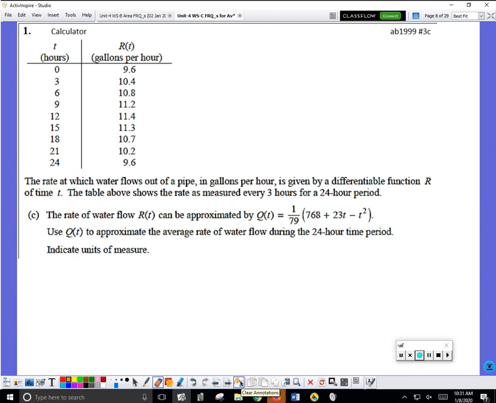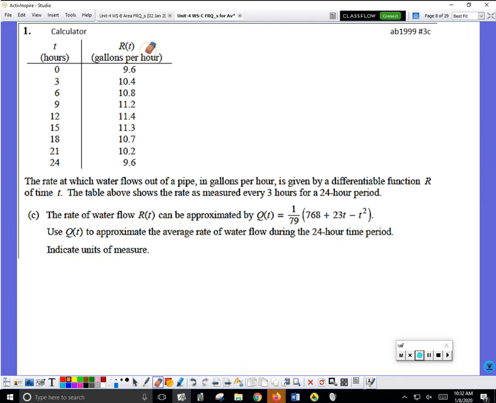Okay, one, same description. That's how all FRQs are laid out, so you don't have to keep reading the description. Just go to the question. The rate of water flow can be approximated by this formula, Q of T. What you are seeing in this FRQ is extremely common. It has happened many, many times over many, many years.